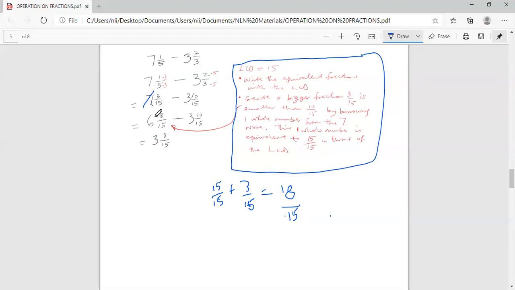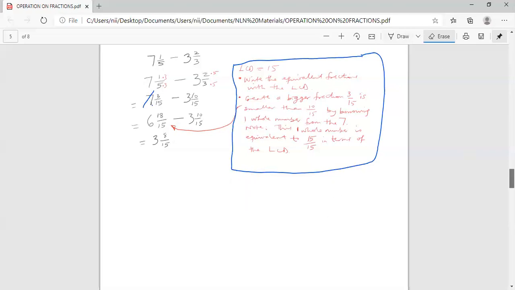So I can now do 18 minus 10, and that gives me 8 out of 15. And then subtract the whole number, 6 minus 3, and that gives me 3. So I have 3 whole numbers and 8 out of 15. That's my answer. So the borrowing approach is very helpful, especially it helps to save time when you have questions that involve multiple steps. So good to learn the borrowing approach.